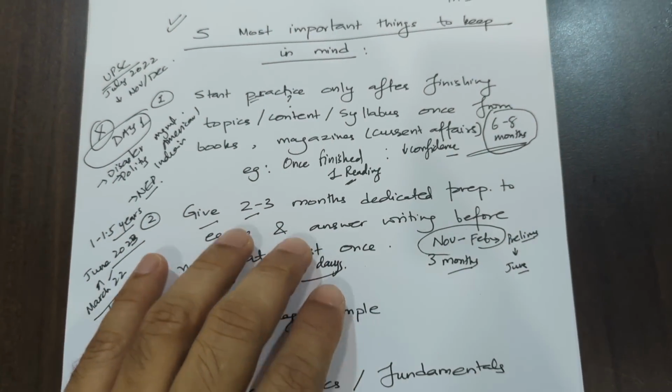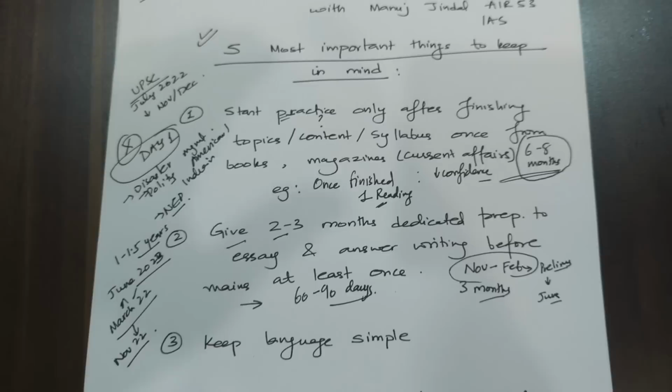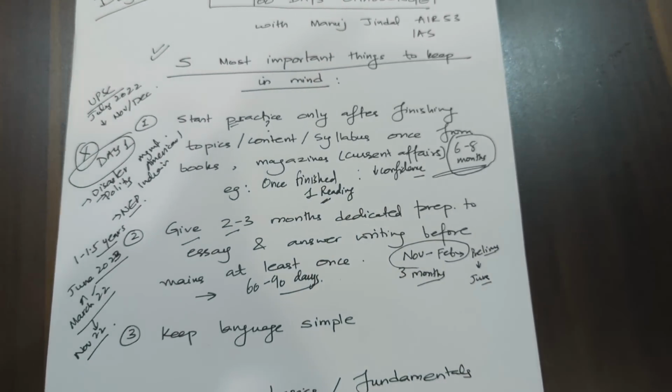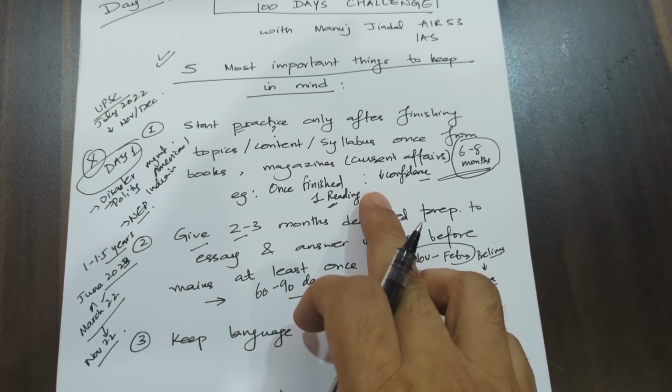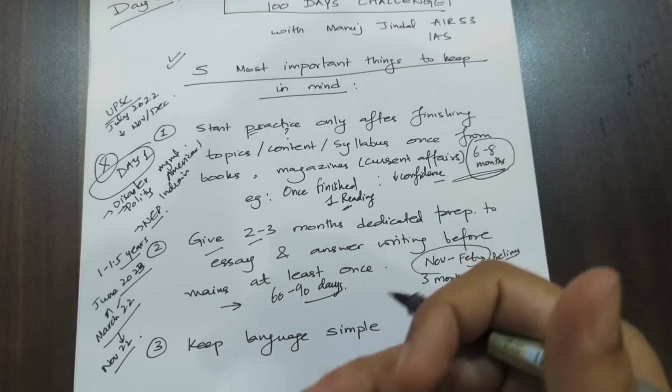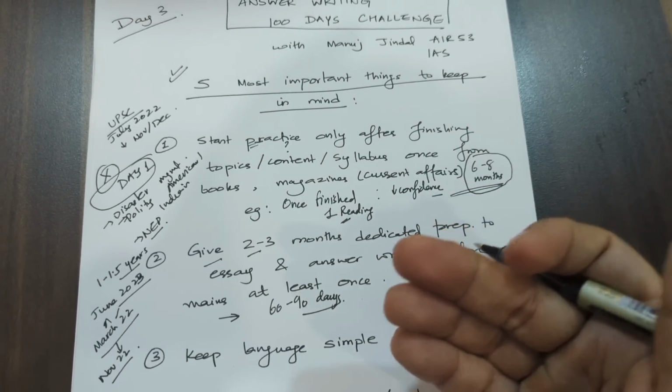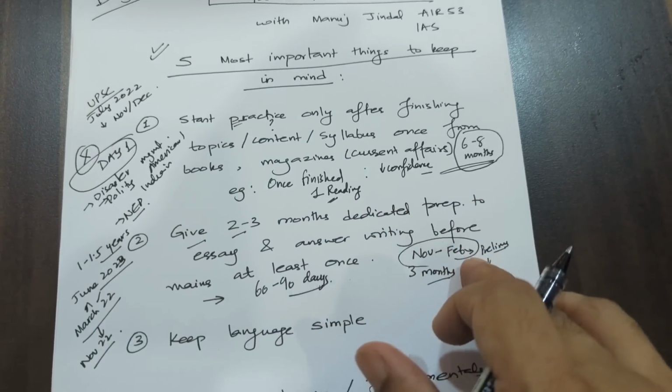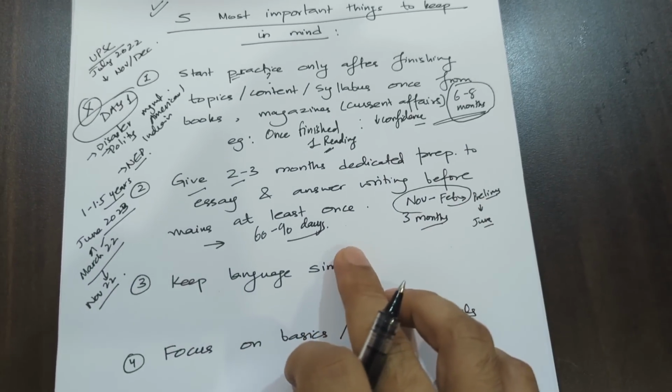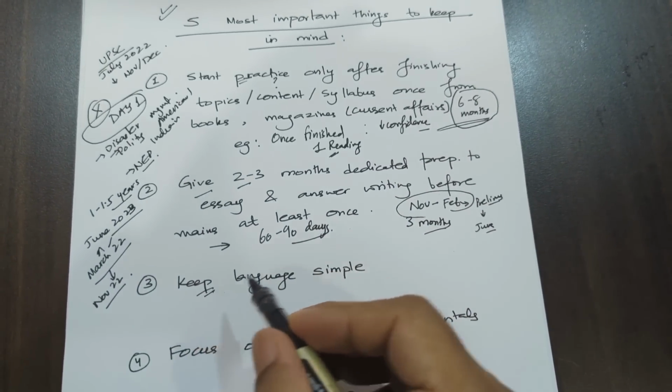So this 2-3 months you have to take out in between to prepare for UPSC answer writing, once you have finished the syllabus at least once. And that will also help you to revise, to become better in the content you have studied so far, and then you can go to answer writing. Alright, so that is how I will go about it.